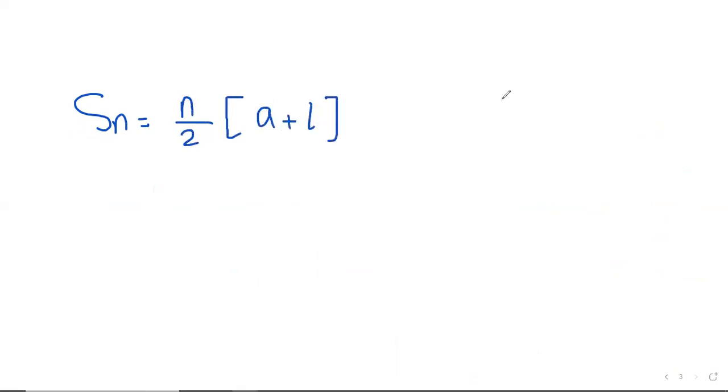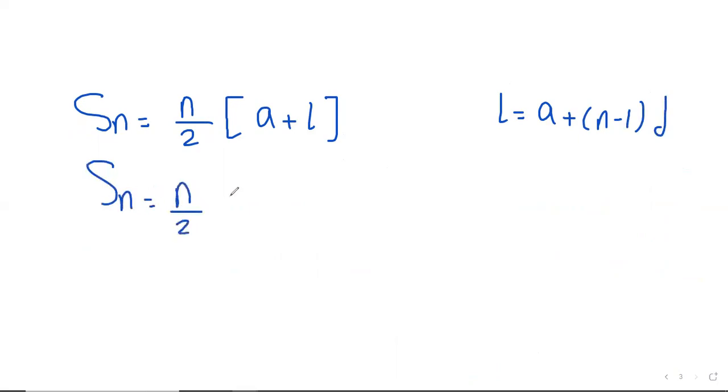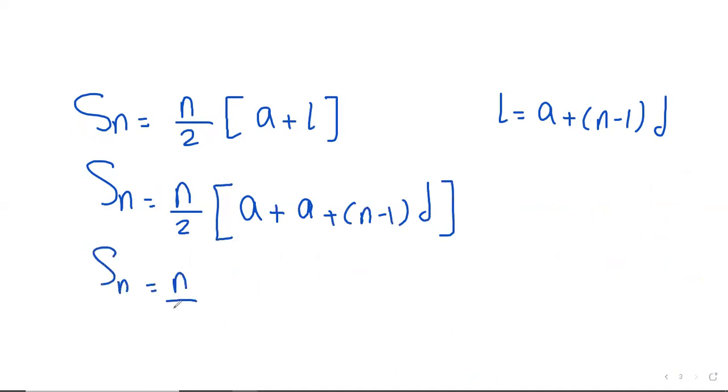Okay. And L is equal to what? A plus n minus 1 multiplied by D. So instead of L, we can write A plus n minus 1 multiplied by D. So Sn equals n over 2 multiplied by, here, A plus A is 2A, plus n minus 1 multiplied by D. So we have two rules to find the sum of all terms.